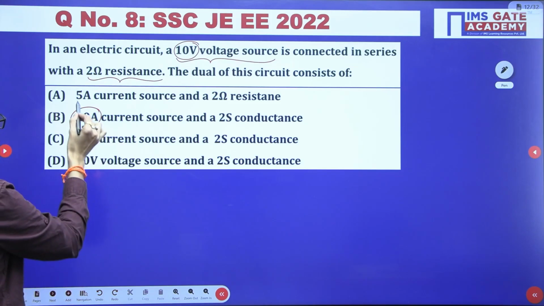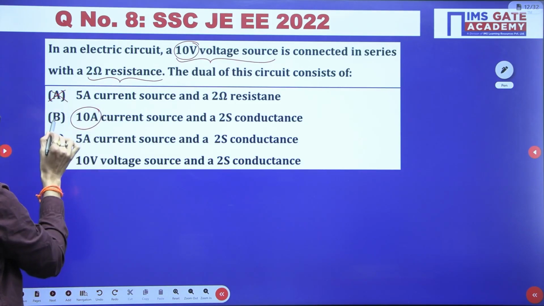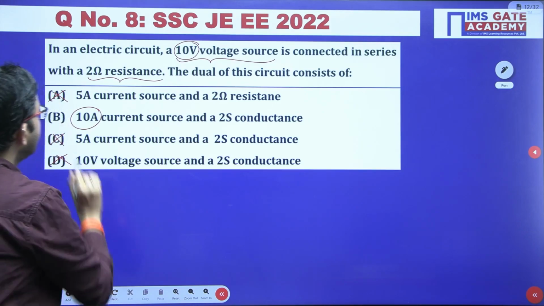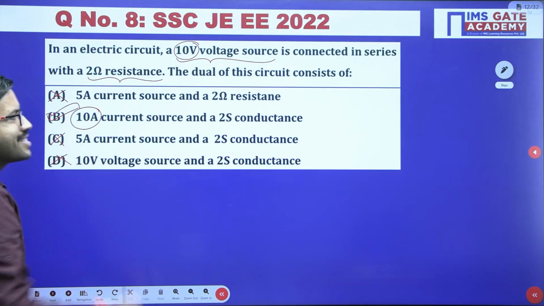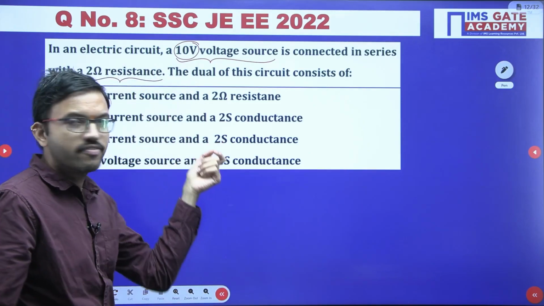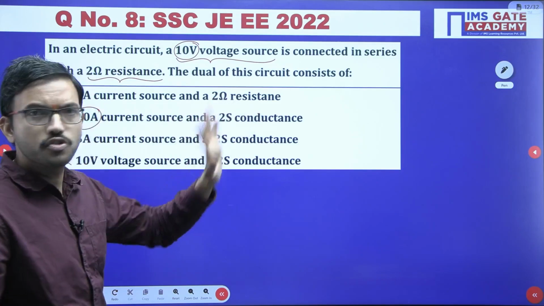You can observe 5 ampere, 5 ampere, we can eliminate straight away. And here they have given a voltage source, straight away you can eliminate. The moment you have eliminated these, option B is left over, and straight away you can choose. Now you might have the doubt whether it is really correct or not. You can verify, no issue.